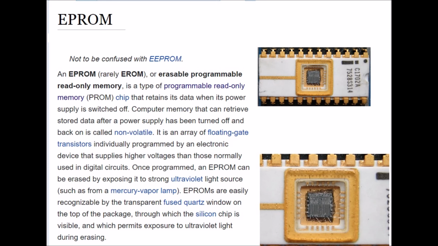Once programmed, an EPROM can be erased by exposing it to a strong ultraviolet light source, such as from a mercury vapor lamp. EPROMs are easily recognizable by the transparent fused quartz window on the top of the package, through which the silicon chip is visible and which permits exposure to ultraviolet light during erasing. Development of the EPROM memory cell started with investigation of faulty integrated circuits where the gate connections of transistors had broken. Stored charge on these isolated gates changed their threshold voltage.